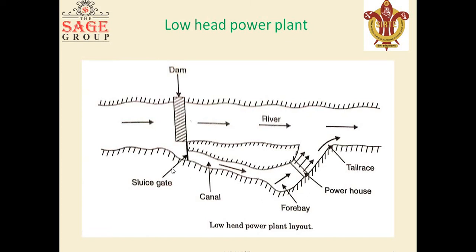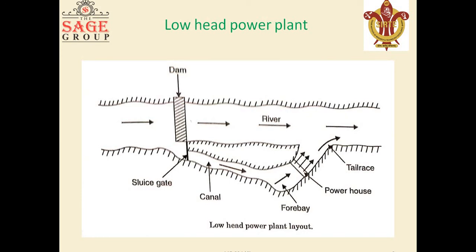These plants usually consist of a dam across a river. A sideway stream diverges from the river at the dam. Over this stream, the powerhouse is constructed. Later, this channel joins the river further downstream. This type of plant uses a vertical shaft Francis turbine or Kaplan turbine.